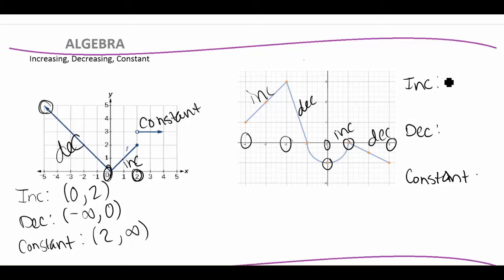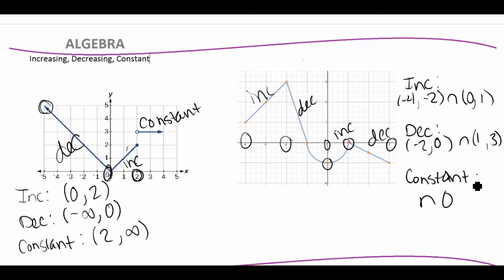So let's put this in our interval notation. We're increasing from -4, comma, -2, and from 0 to 1. We're decreasing from -2, comma, 0, and from 1 to 3, and there is no constant. And that's how to determine increasing, decreasing, and constant.